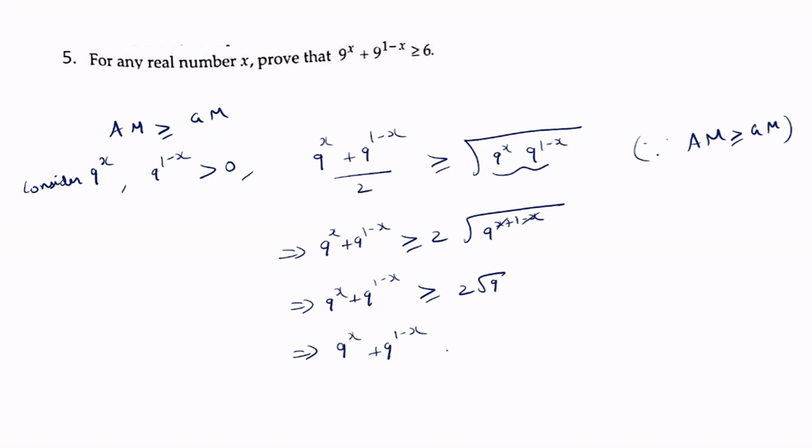As a result, we have 9 raised to x plus 9 raised to 1 minus x greater than or equal to 6. This is what we had to prove, and we have proved it.